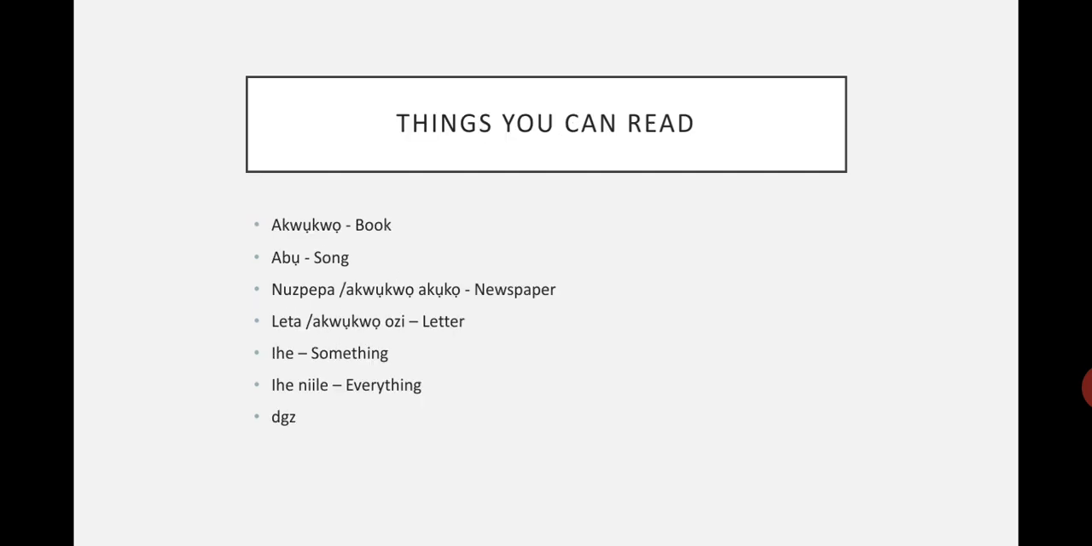Now, let's look at the things you can read. Of course, you cannot read nothing. So we have akwụkwọ, book. Abụ, song. Akwụkwọ akụkọ, newspaper. Akwụkwọ ozi, letter. Ihe means something. Sometimes you don't want to tell someone what you're reading. You can just say, I'm reading something. So in that case, ihe means something. Ihe niile, you can read everything. Ihe niile means everything. And then there are other things I didn't put here which you can as well read.